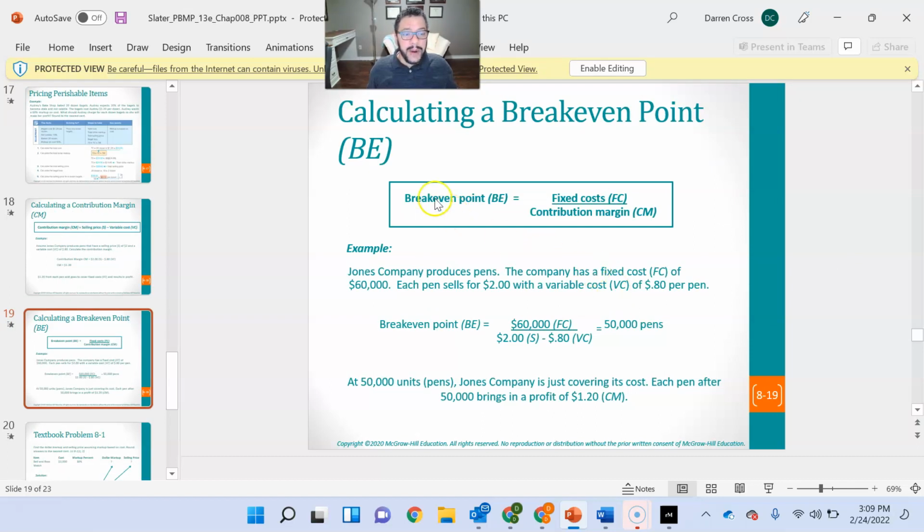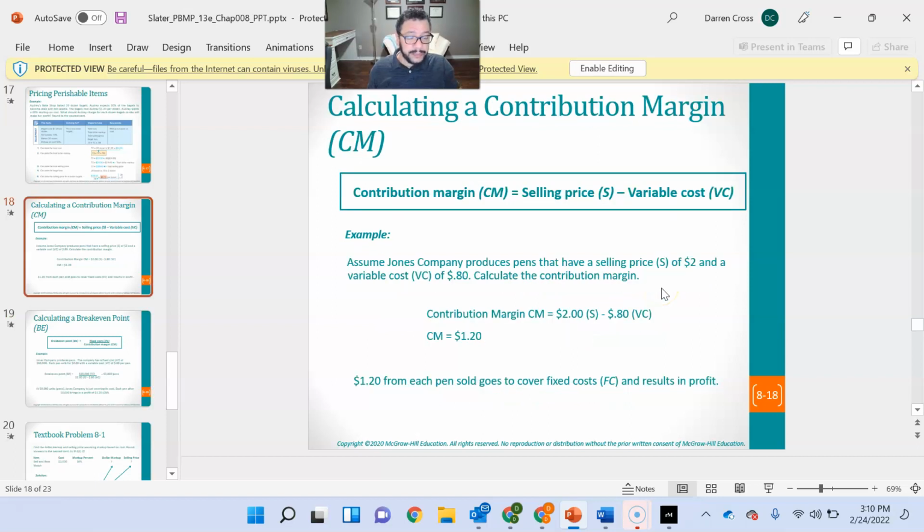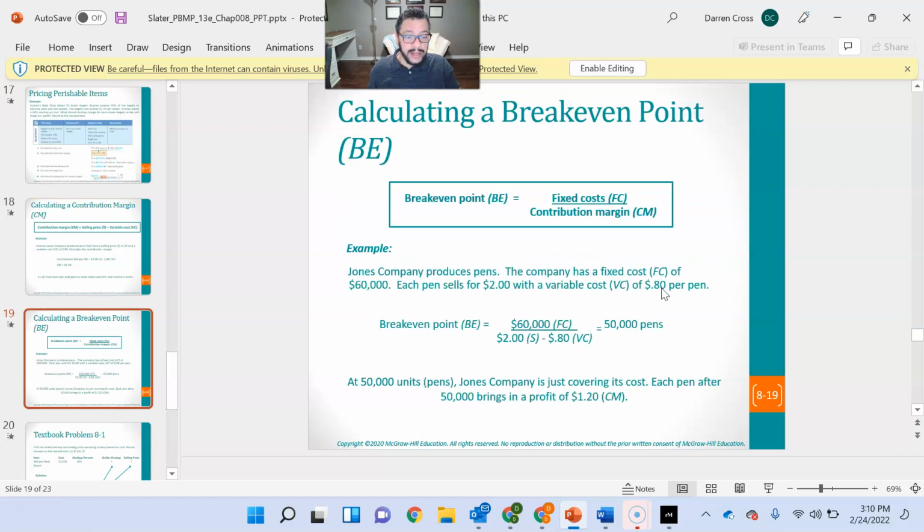So our break even point is the amount of our fixed costs divided by our contribution margin. So let's look at this. Jones Company produces pens. They have a fixed cost of $60,000. So each month they have to pay $60,000 regardless of how many pens they sell, right? So each pen sells for $2 with a variable cost of 80 cents. So if we go back, our contribution margin is $1.20, right?